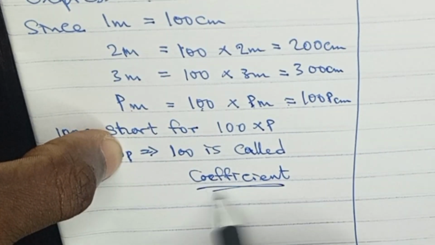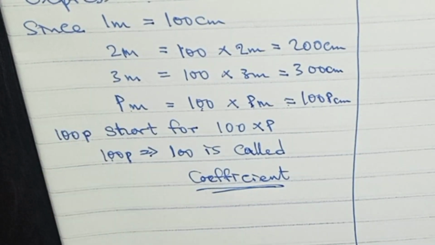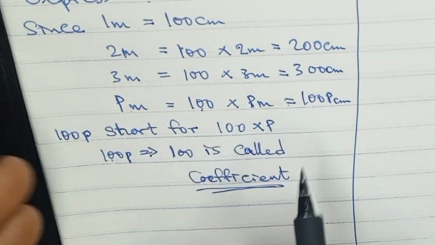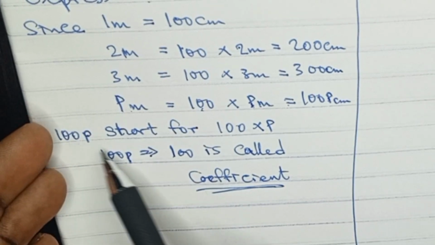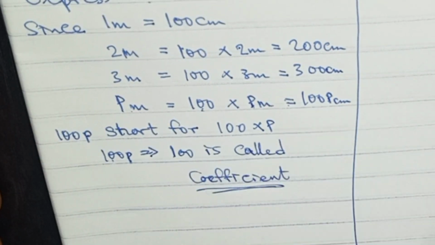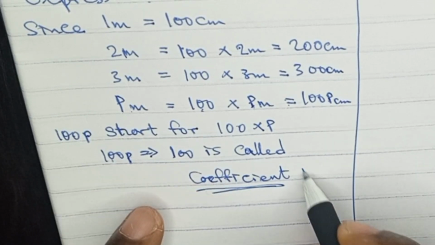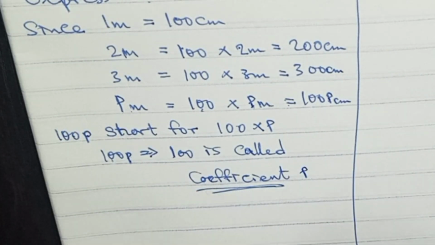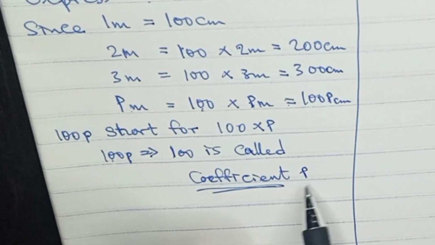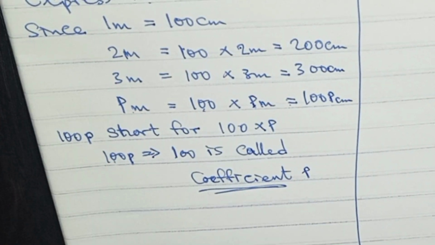Very simple. 100 is the coefficient of p. We use p to represent the unknown here. 100p here is short for 100 times p. So 100 is called the coefficient of p. When you ask what's the coefficient of p, it is 100. So let's continue. Let's take another example.